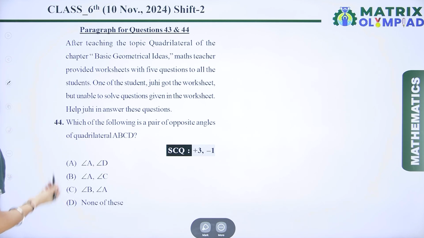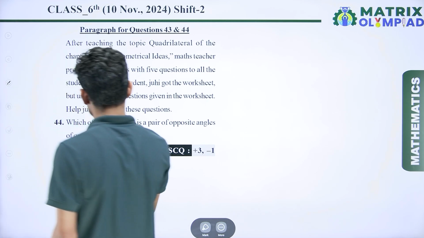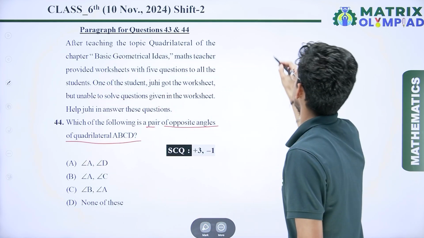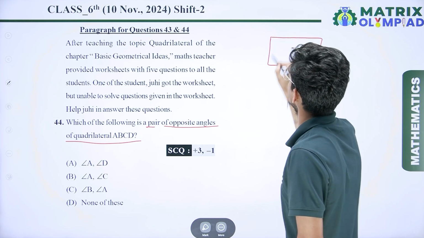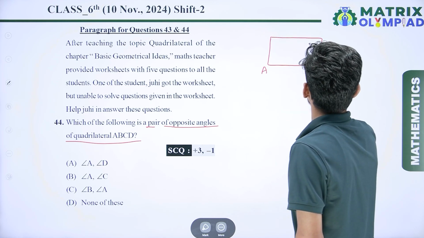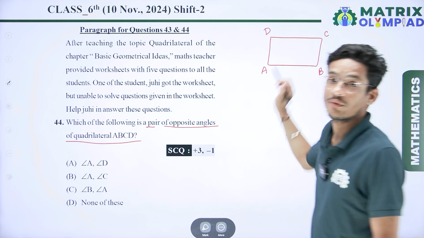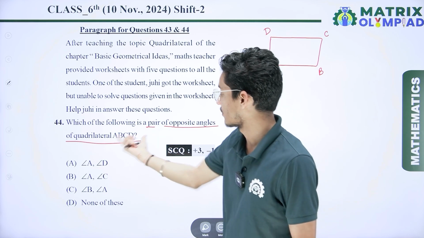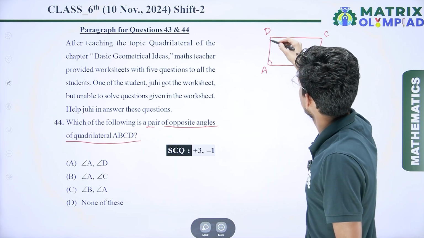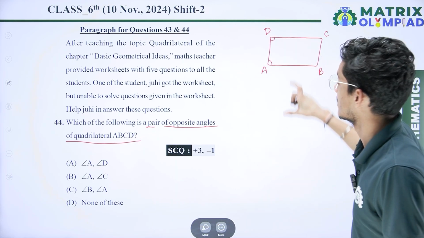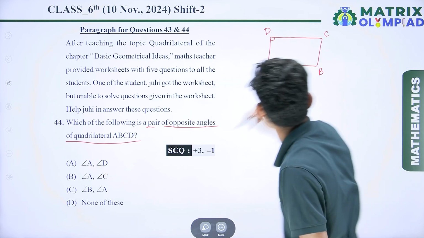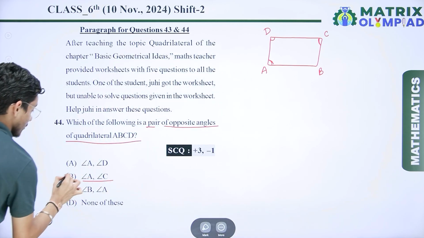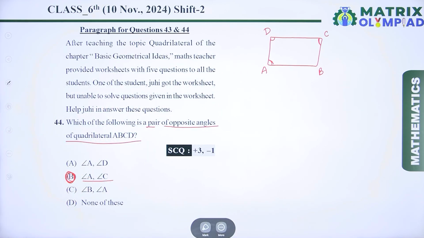So if I talk about the next question, which is again based on the same paragraph, the question is which of the following is a pair of opposite angles of a quadrilateral ABCD? So let's assume we make again a quadrilateral ABCD. Here we have angle A, B, here C and here we have D. So now we have to find which of the following is a pair of opposite angles of the quadrilateral ABCD. So here angle A and angle D are not opposite angles, these are adjacent angles. If I talk about A and C, here A and C are the opposite angles of a quadrilateral ABCD. So here I can say that option number B is the correct answer over here.